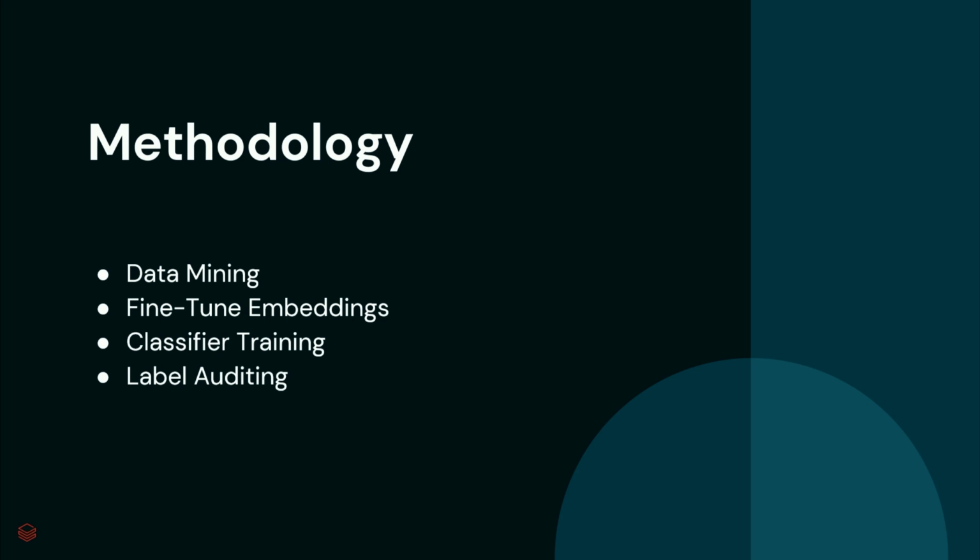Cool. So we'll talk a bit about how we get the data. Hen mentioned that we're starting with a completely unlabeled data set. So we'll talk about how we get the data, how we fine-tune the embedding model, how we train the classifiers, and then how we audit the labels and make sure that what we're getting is correct.